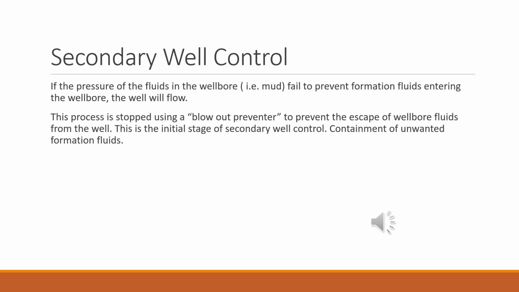Secondary well control. If the pressure of the fluids in the wellbore, i.e. mud, fail to prevent formation fluids entering the wellbore, the well will flow. This process is stopped using a blowout preventer to prevent the escape of wellbore fluids from the well. This is the initial stage of secondary well control. Containment of unwanted formation fluids.